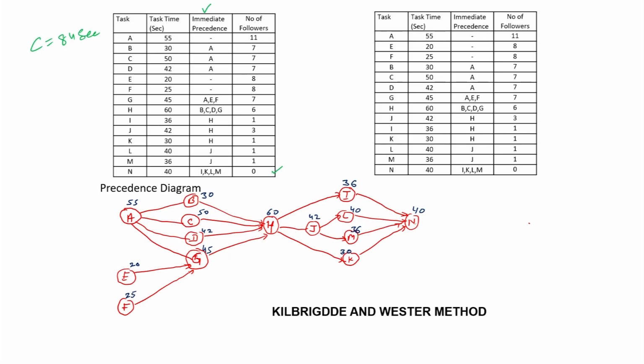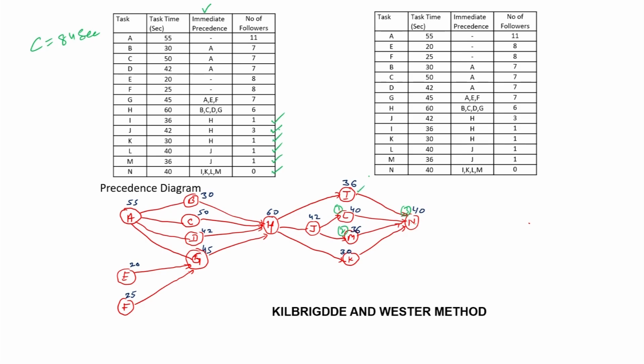M is having 1 follower, so its value is 1. L is having 1 follower in the form of N. Then K has 1 follower, so its value is 1. Now, let us see J. How many followers is J having? 1, 2 and 3. 3 tasks are following J. After doing J, I have to perform 3 more tasks. So, total number of followers for J is 3. Similarly, for I it is 1 only.